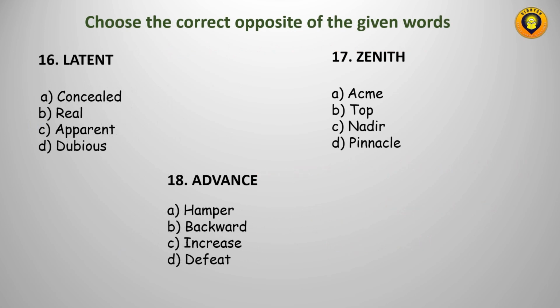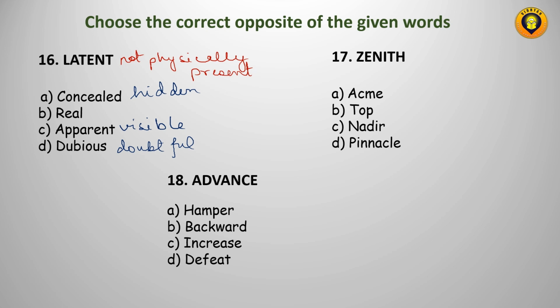Choose the correct opposite of the given words. The first one is latent. It has got four options: concealed, real, apparent, dubious. Now, what does latent mean? It refers to something which is not physically present. In case of people who hallucinate or feel that something is present where it is not actually present, we sometimes refer to them as latent visions or latent experiences. Concealed means hidden, which cannot be seen. Apparent means visible, which we can see. And dubious means doubtful.